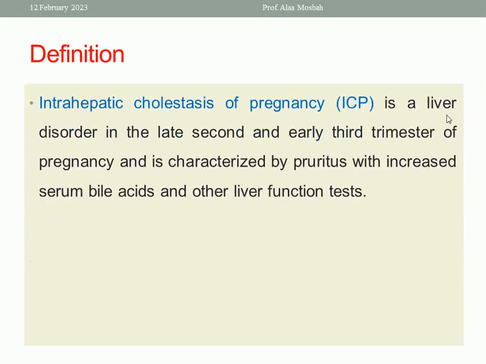Okay, what about the definition of intrahepatic cholestasis of pregnancy? It is a liver disorder in late second and the early third trimester of pregnancy, and is characterized by pruritus with increased serum bile acids and other liver function tests. So, this is one of the liver disorders during pregnancy, occurring late in the second and the early third trimester, manifested by pruritus and increased serum bile acids. Okay?